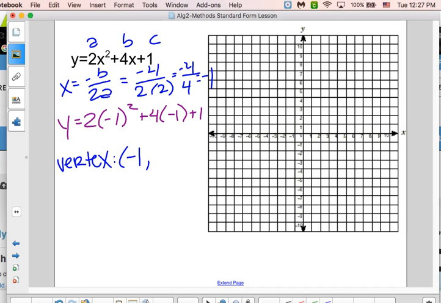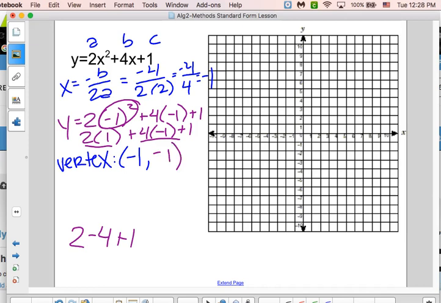Order of operations, what's going to happen first? Exponents, what is -1 squared? So we have 2 times 1 plus 4 times -1 plus 1. Now we have multiplication. 2 times 1? 4 times -1? Plus 1. So what's 2 minus 4 plus 1? -1. So we just did all of that work, and all we did was find the vertex. So the vertex of this parabola is at -1, -1.